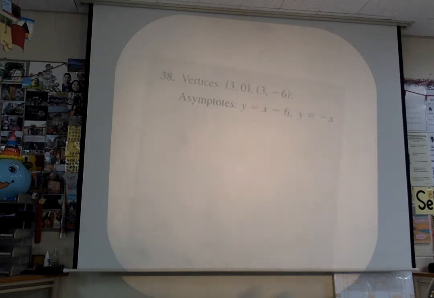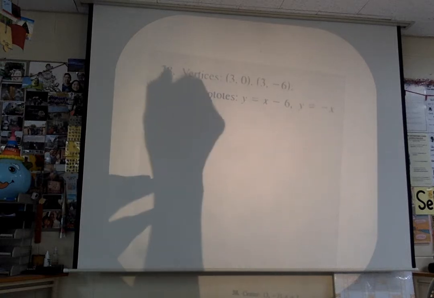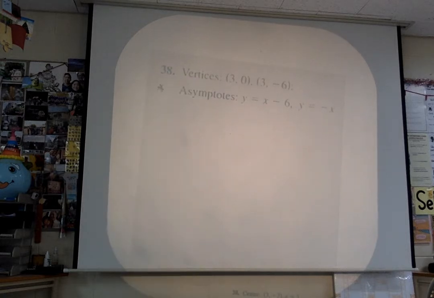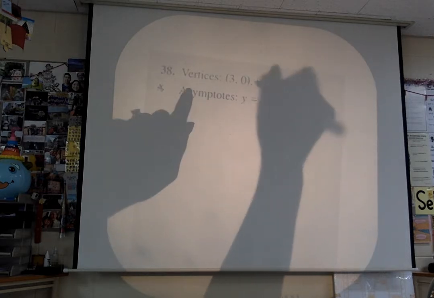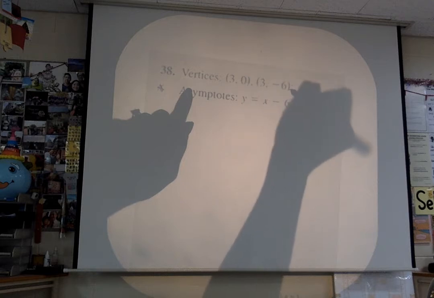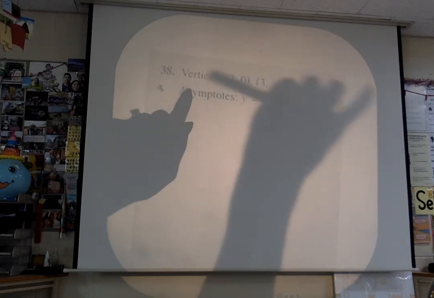Now, 38 looks like this. It says the vertices are (3, 0) and (3, -6), and your asymptotes are this. Ooh, that's the difficult case, I think. All right. I'll also provide the solutions for this, but don't look at it until you've already tried it. Now, let's go a little farther on this one. If your vertices are (3, 0) and (3, -6), you know it lies on the horizontal or vertical. Think about this.